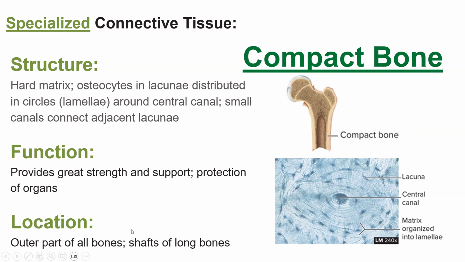And so the main one to remember is it's going to be the outer portion of pretty much all of our bones. And we'll talk about long bones the most in our skeletal lecture when we talk about bone formation. And we find this in the shaft of a long bone. The technical term for that would be the diaphysis. So the diaphysis of long bones are made of compact bone.